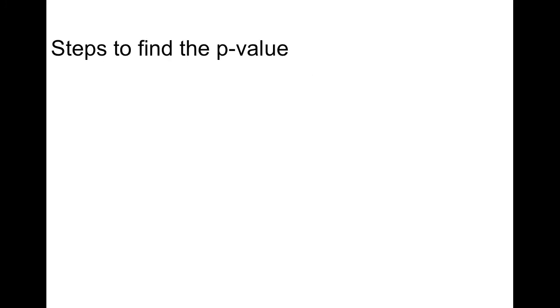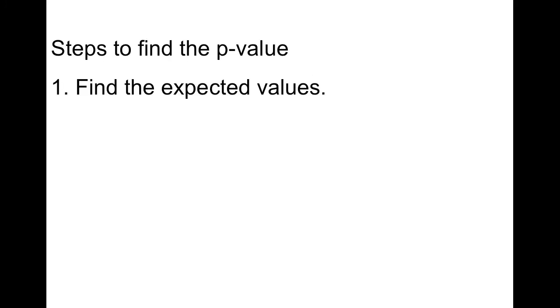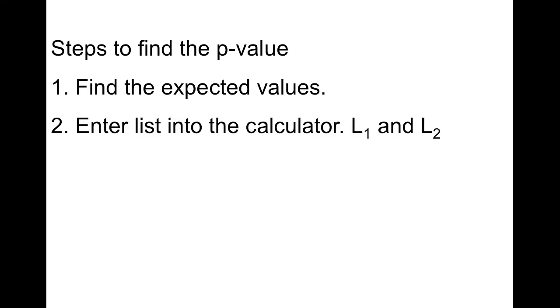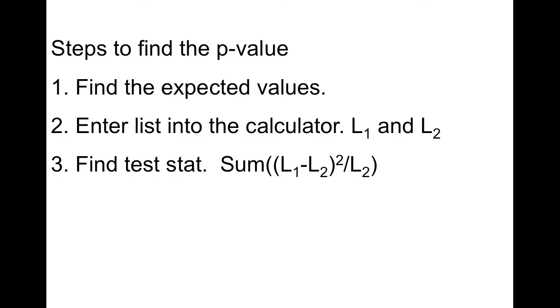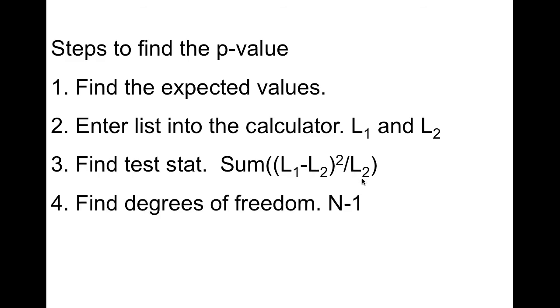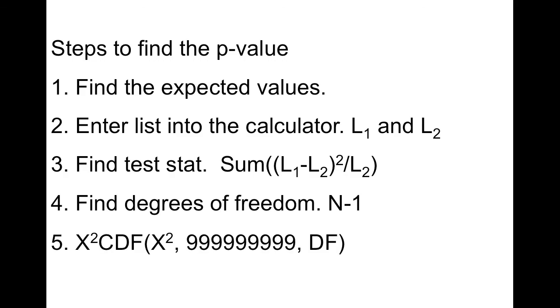And just a quick little reminder, the steps to finding p-value. You found the expected values. We did 300 divided by 3 to get 100 for each one. You entered the list into your calculator to L1 and L2. We found the test stat by doing the formula sum, L1 minus L2 squared divided by L2. Found the degrees of freedom, which is n minus 1. And then the test statistic, which is x squared, comma, an obnoxiously big number, and then the degrees of freedom.